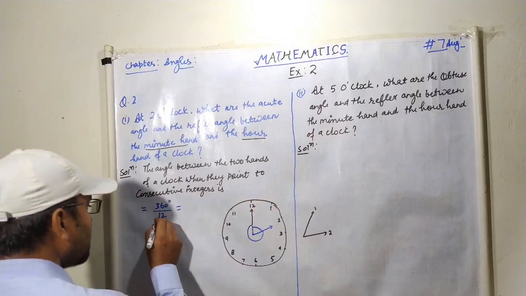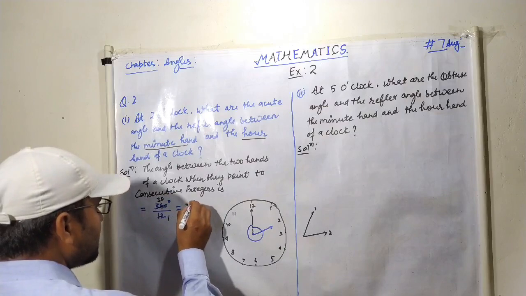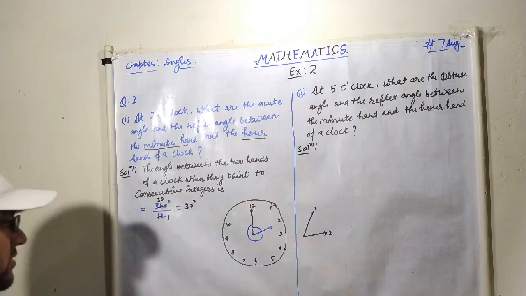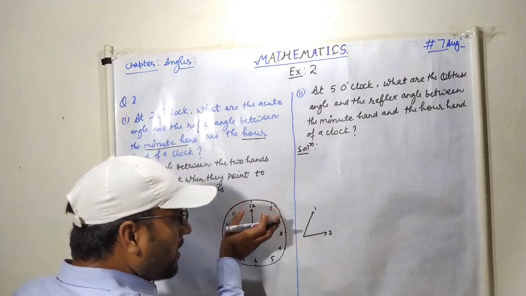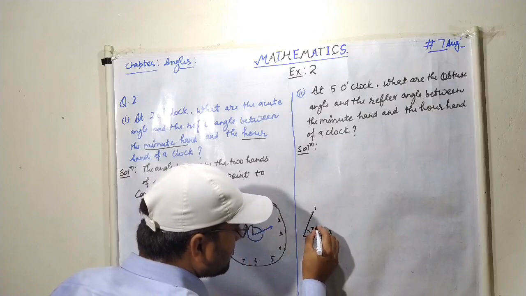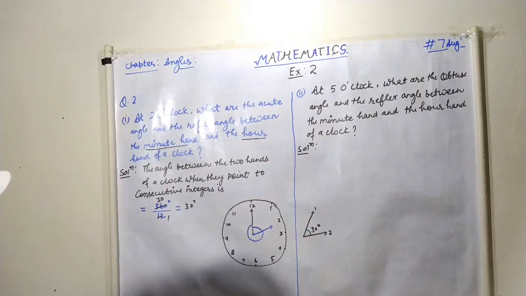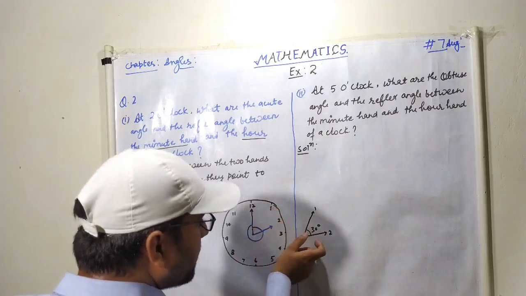12 ones are 12, 12 threes are 36. You will get this 30 degree. So the angle between any two consecutive numbers, the minute hand and hour hand, forms a 30 degree angle. Okay, so the angle between hour 1 and hour 2 forms a 30 degree.